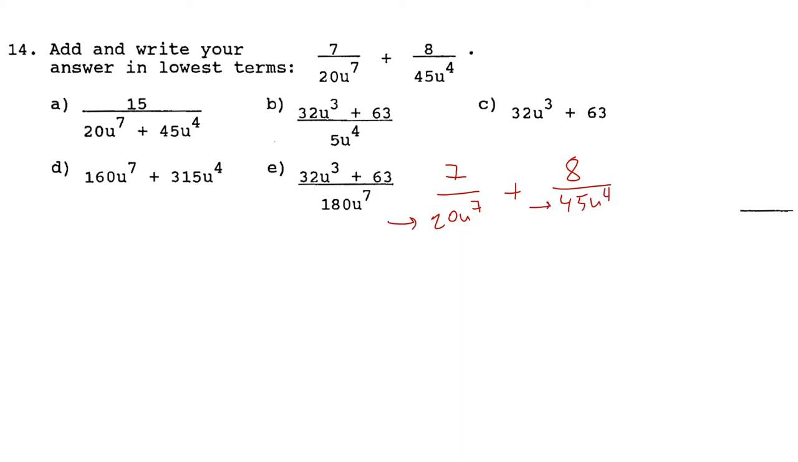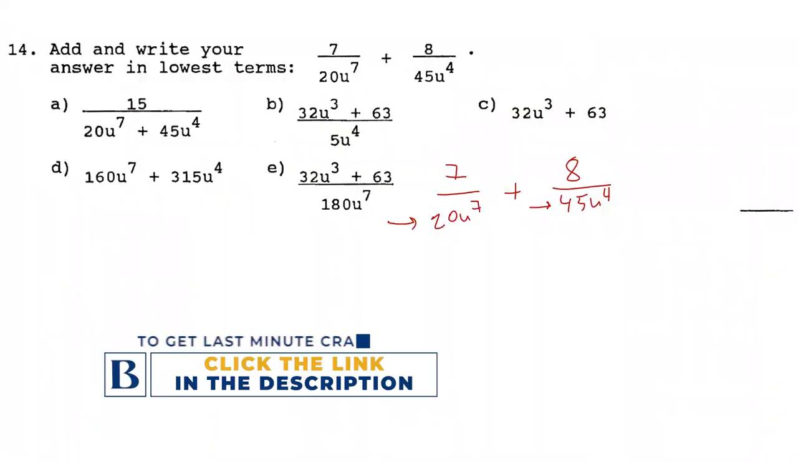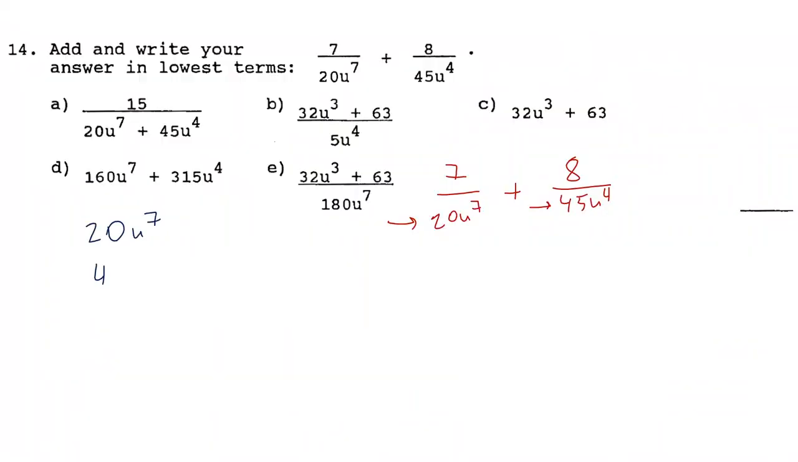Let me change the color. It's going to be a little bit messy here. So we have 20u to the 7 and 45u to the 4th. We have to find the lowest common denominator. Again, we see that the largest power is u to the 7. So our common denominator is going to include u to the 7.